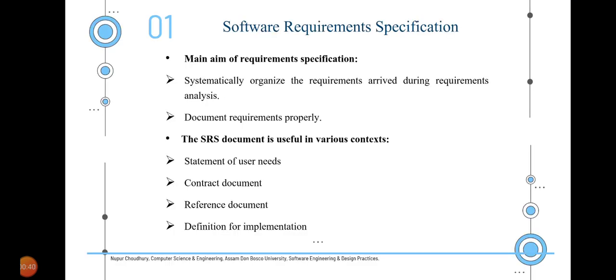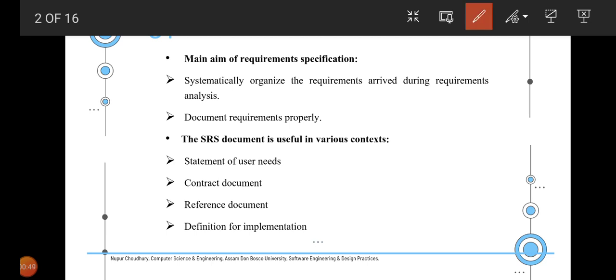So the main aim of requirement specification, as discussed in our previous session, is to systematically organize the requirements arrived during the requirement analysis, and they should be devoid of any inconsistent, ambiguous or incomplete information. After doing so, we have to document the requirements properly. Documentation is extremely important from the perspective of maintaining that particular software or to scale up the product that has been developed. The SRS document is useful in various contexts.